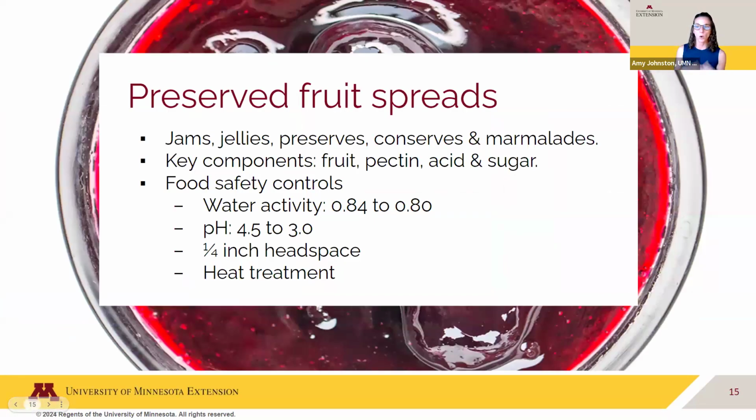Because we had a whole webinar designated to our preserved fruit spreads, I'm just going to hit the few key highlights. Our preserved fruit spreads, those are our jams, jellies, preserves, conserves, and marmalades. The key components in these foods are the fruit, pectin, acid, and sugar, and all of those play a role in the safety of the product. For our food safety controls, we're looking for a water activity of 0.8 to 0.84. Their pH can be anywhere from 3 to 4.5.